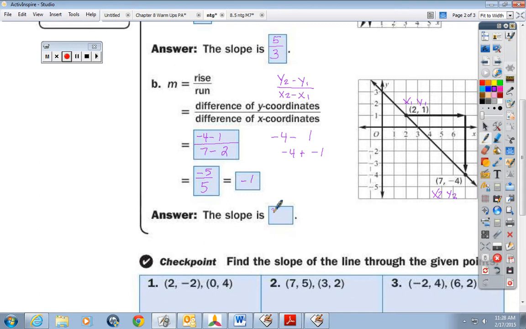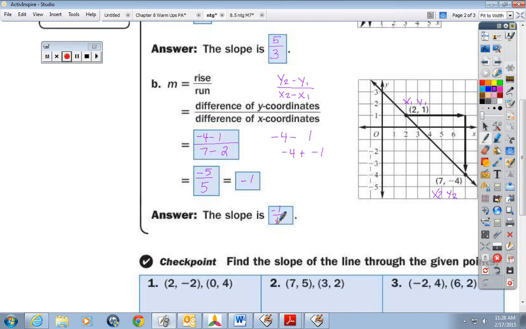Now, for the purposes of this, could you just say the slope is negative 1? Yes. If you put negative 5 over 5 on the test, would it be wrong? I would count points off, because you will always want to write it in simplest form.